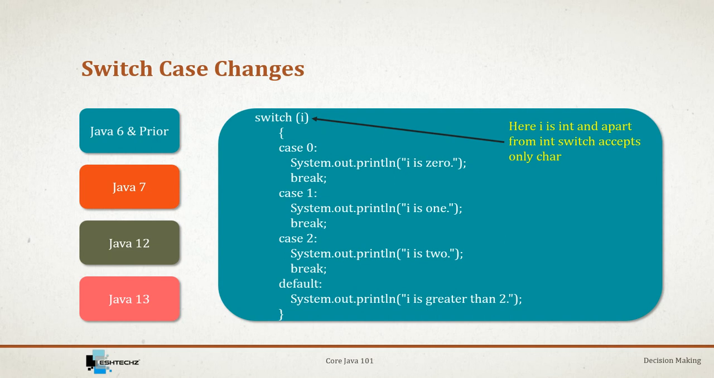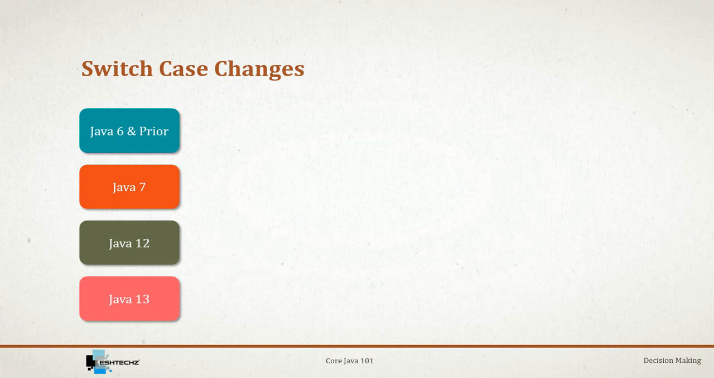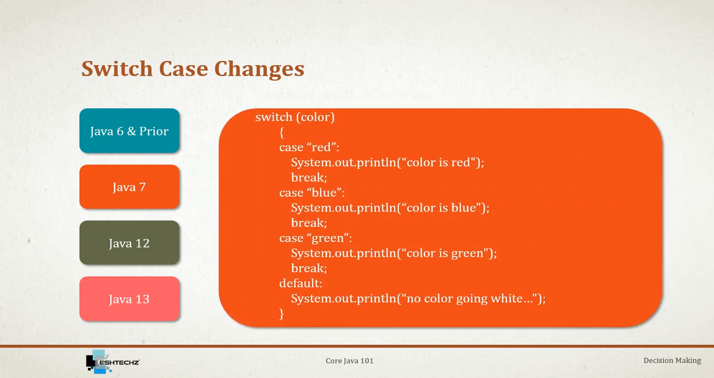To come out of any case, we need to write break. And if we don't write break, then the flow of control will fall through to subsequent cases until a break is reached. Now in Java 7, switch got enhanced and it started accepting string along with int and char.